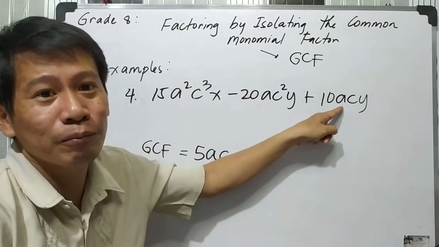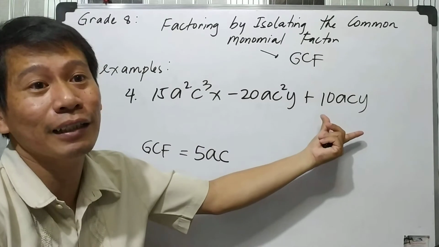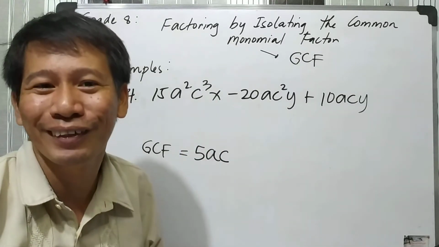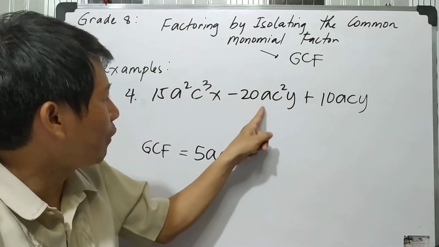Wala din sa last term. Since wala namang x dito, sa other two terms natin, only in the first term. So, meaning x cannot be a common factor, kasi wala siya dun sa ibang terms. Okay? Next. Ano pang variable meron tayo?